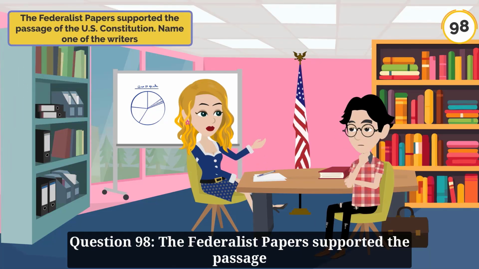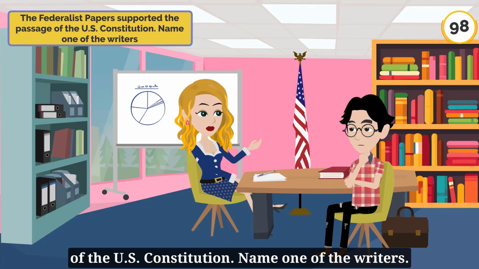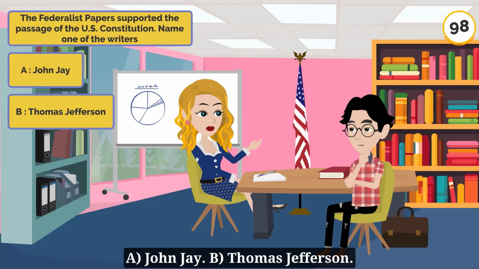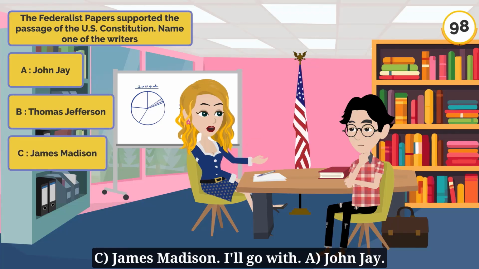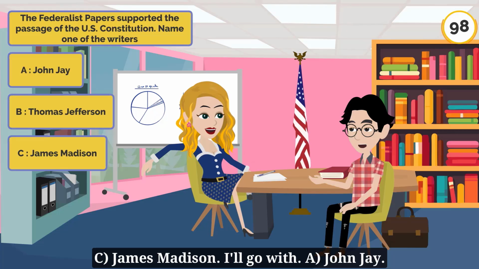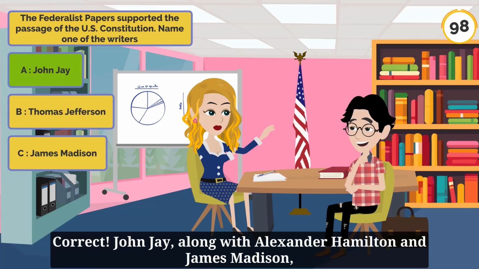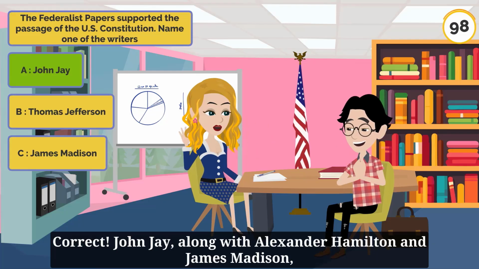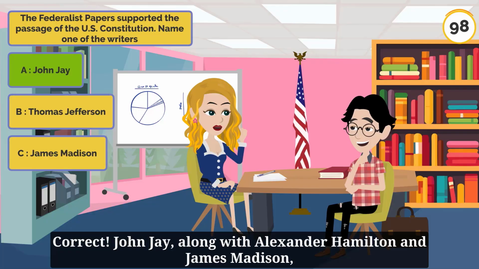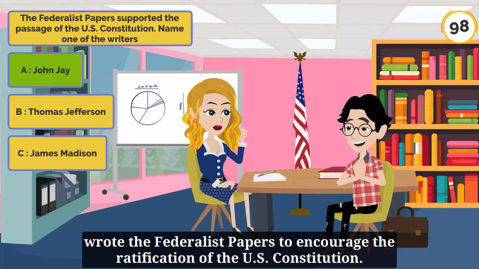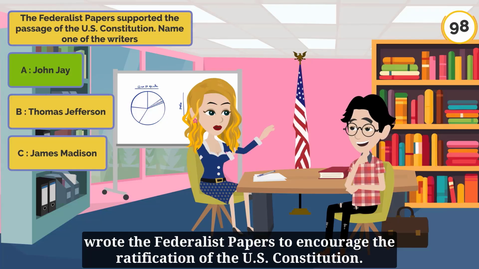Question 98. The Federalist Papers supported the passage of the U.S. Constitution. Name one of the writers. A. John Jay. B. Thomas Jefferson. C. James Madison. I'll go with A. John Jay. Correct. John Jay, along with Alexander Hamilton and James Madison, wrote the Federalist Papers to encourage the ratification of the U.S. Constitution.